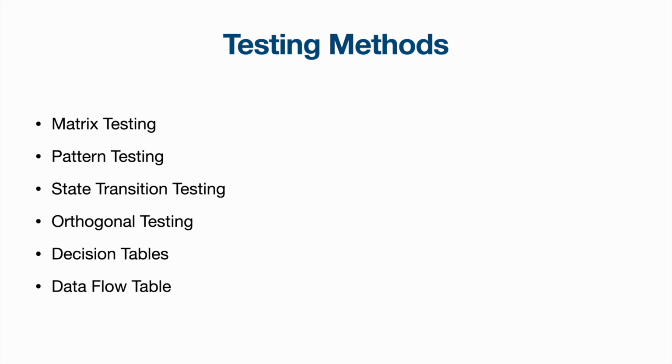There are a couple of testing methods which we perform when we do gray box testing. One is matrix testing. In matrix testing, the testers sit together with business persons, the POs and the business owners, and discuss the risky areas, the critical scenarios, and which are the more risky scenarios.